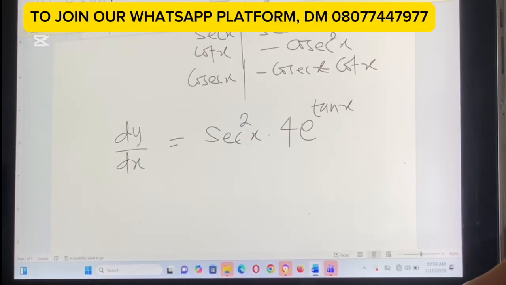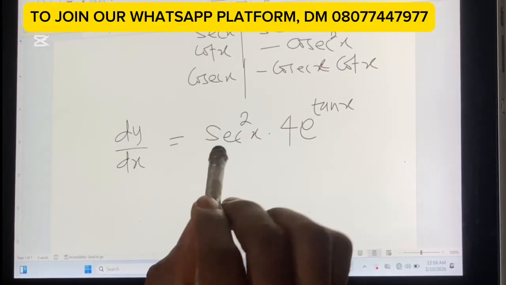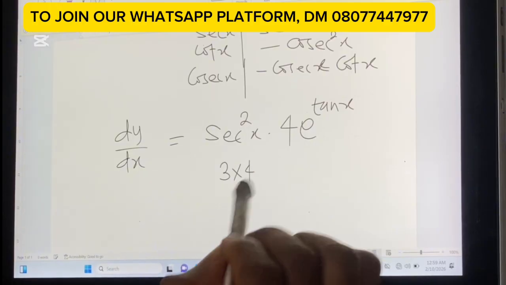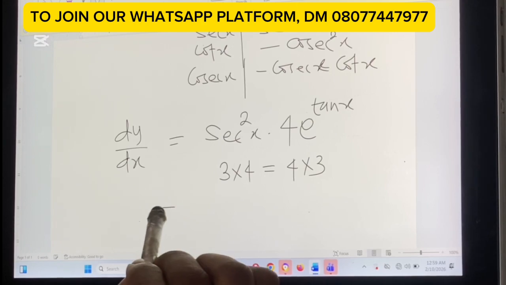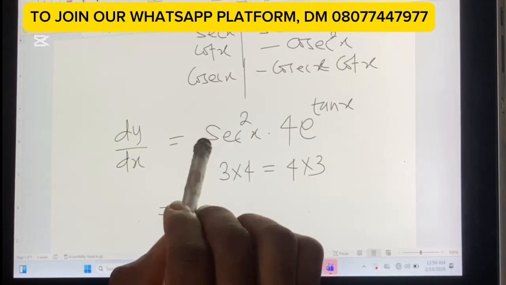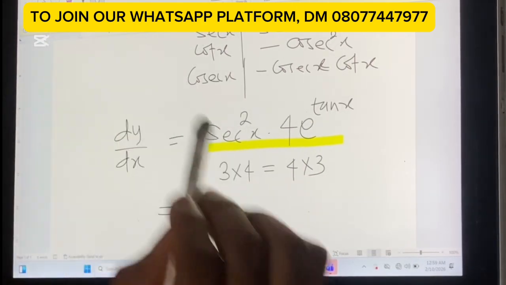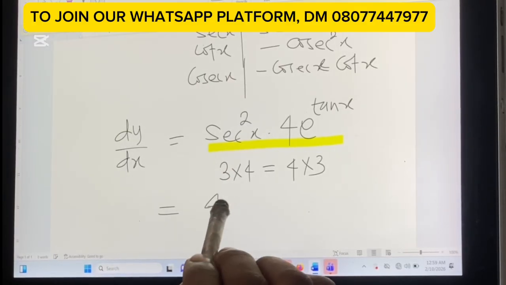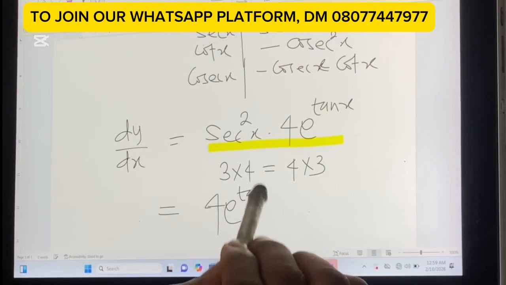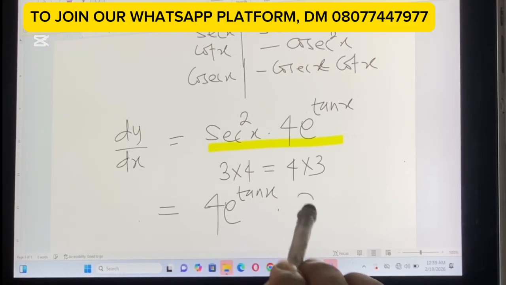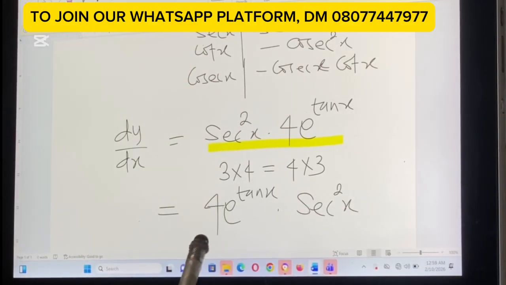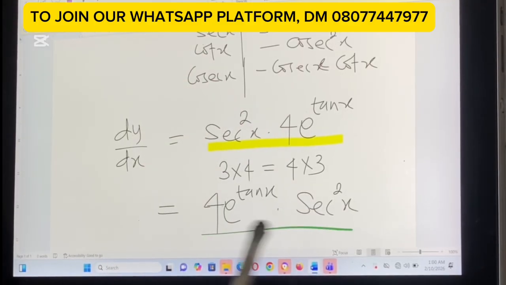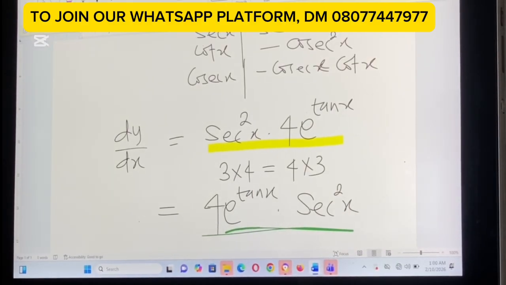And remember this, in mathematics, 3 times 4 is the same as 4 times 3. So I can also rewrite this as 4 exponential tan s times sec square s, depending on the option. When you check the options, we have it as this, which is option D. So this is how we solve questions on exponential.